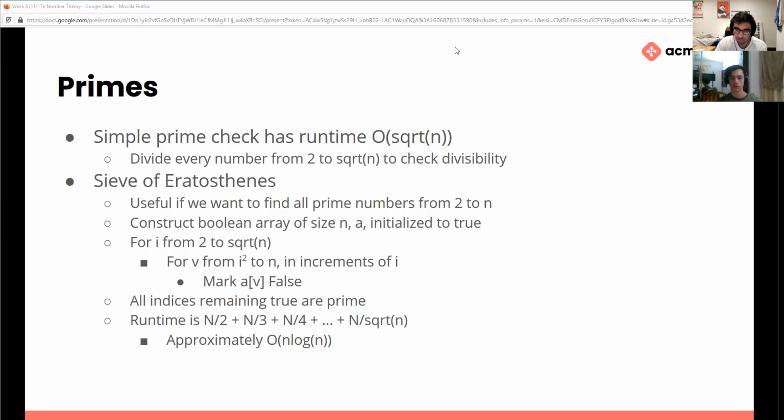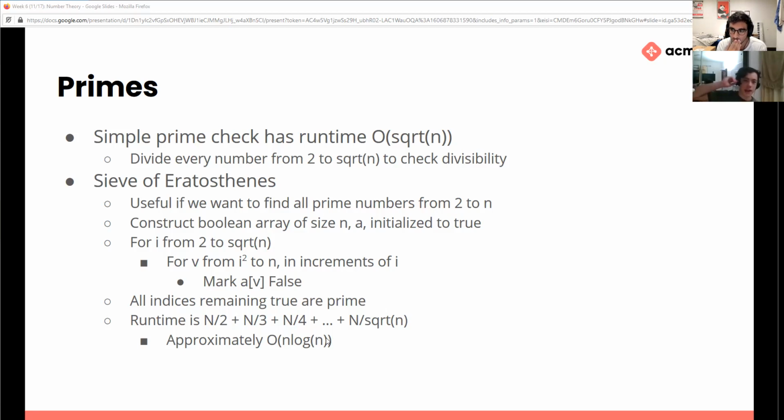Does anyone have any questions? You would use this if you want to find all the prime numbers from 2 to n. If you just want to find if one number n is prime or not, then the simple prime check is definitely a lot faster. This one takes n log n time, but it gives you all the prime numbers from 2 to n.